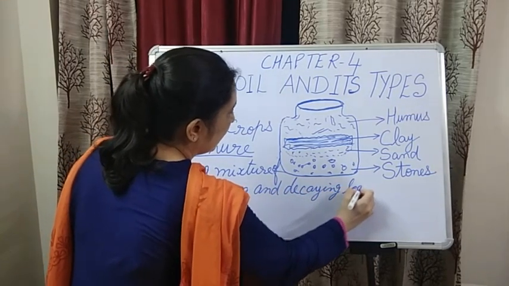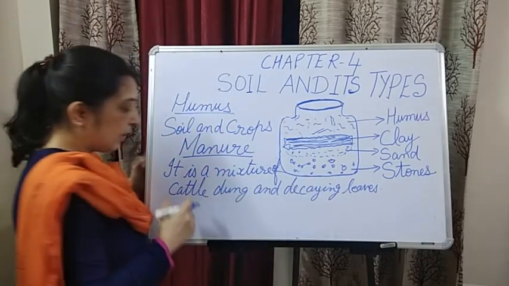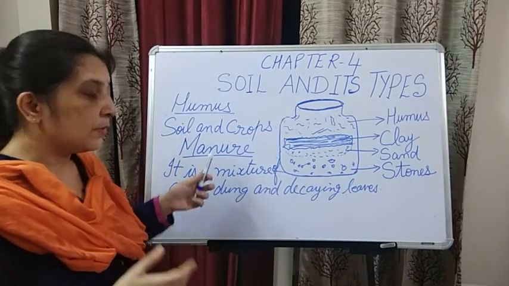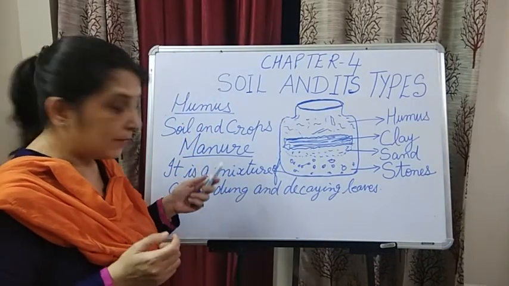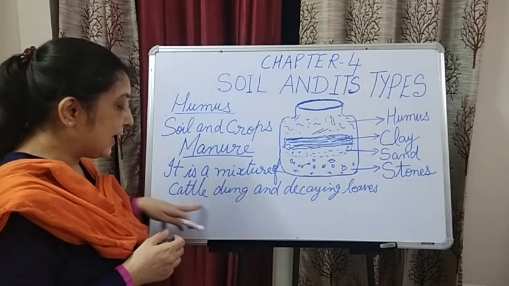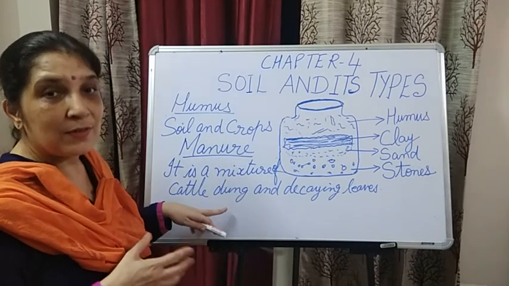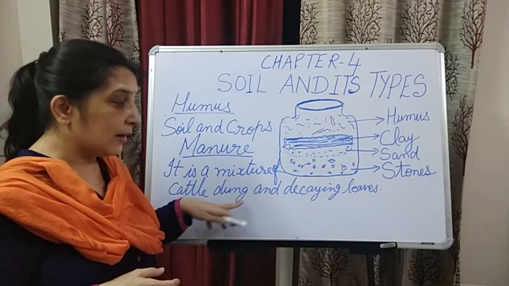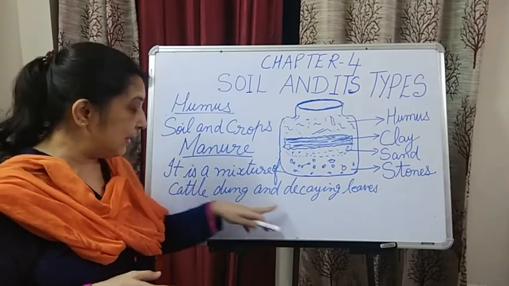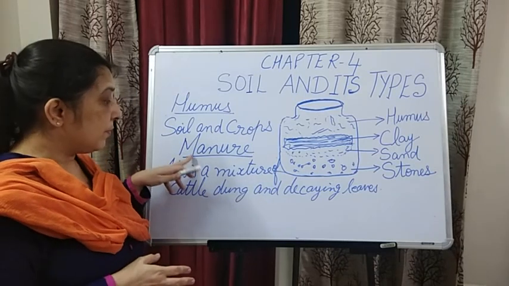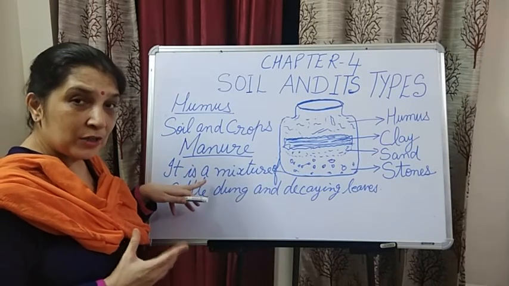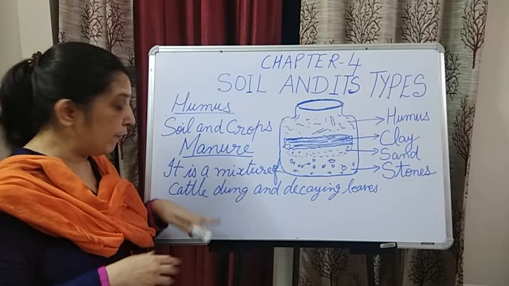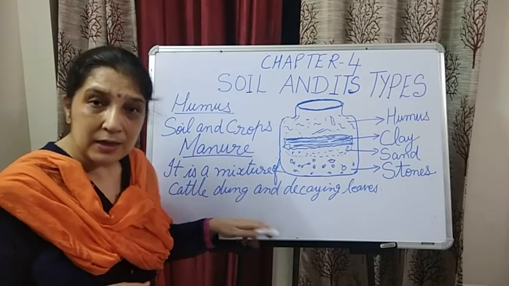Now, mixture of means both are combined. What is combined in this? Cattle dung. Cattle dung means it's the waste of cattle, right? And decaying leaves, the dead leaves, right? So what is manure? It's a mixture of cattle dung and decaying leaves.